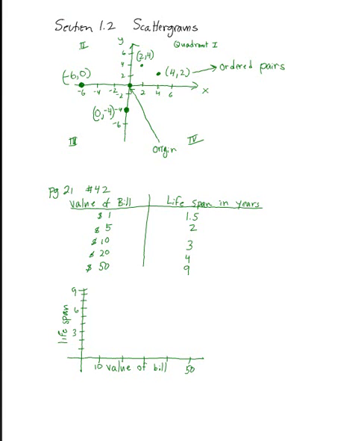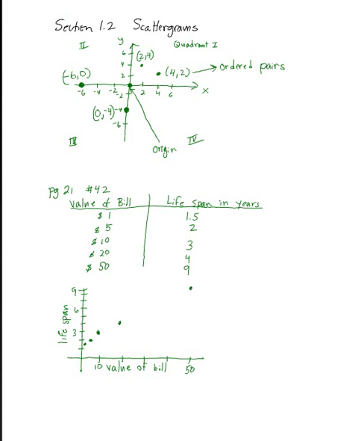All right, so the value of a bill is $1, lifespan is 1.5 years. So $1 wouldn't be over very far, and 1.5 would be right there. So put a dot right there. $5, 2 years. $10, 3 years. $20, 4 years. And finally, way over here, $50, 9 years.